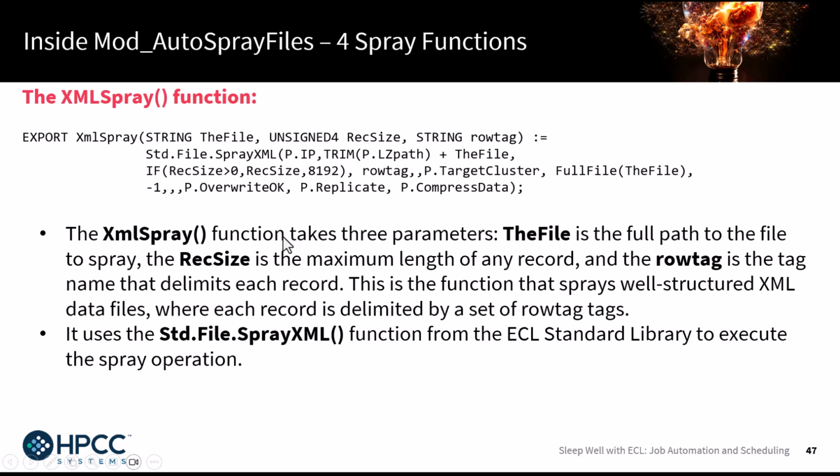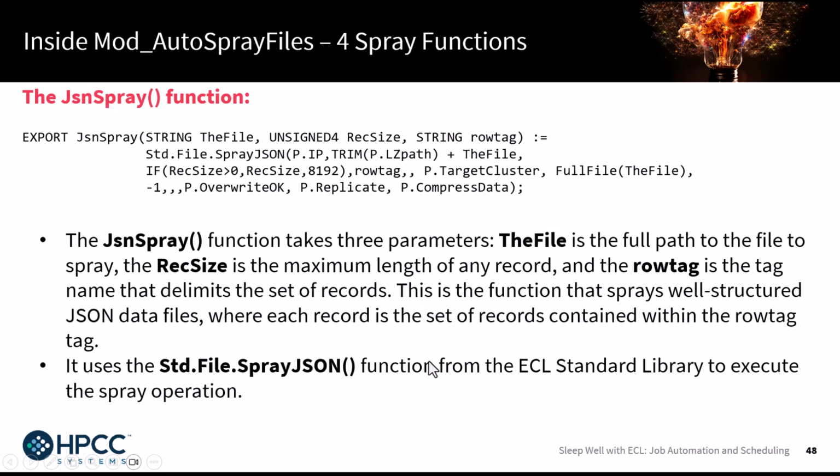Once again, we pretty much just copied the reference to the function, the std.file.sprayXML, and then all of the necessary parameters that it needs. These are ECL libraries that have been around for a long time that allow us to automate the spray process. And now in this workshop, we're actually going to put them into action. So we have the XML spray, and then finally we have the JSON spray. All of these are inside of mod_autospray files.